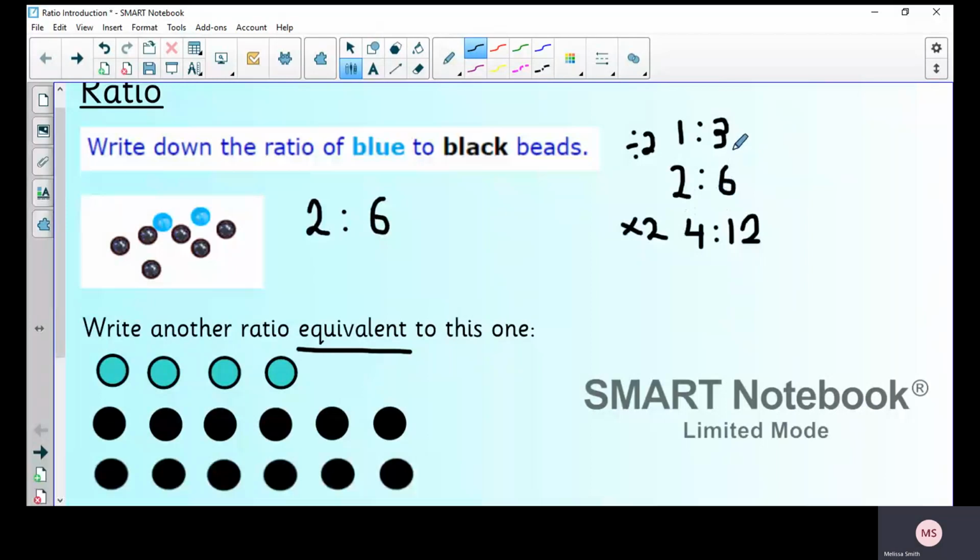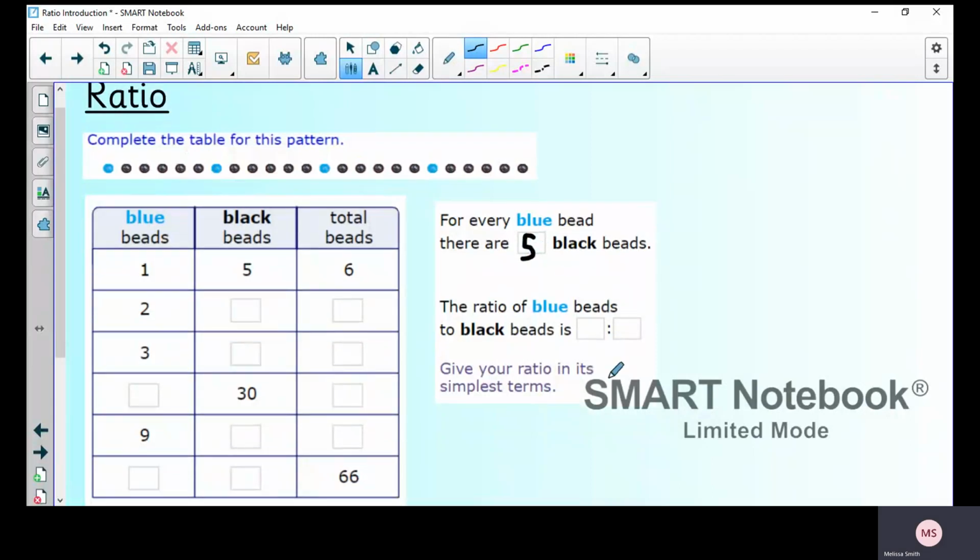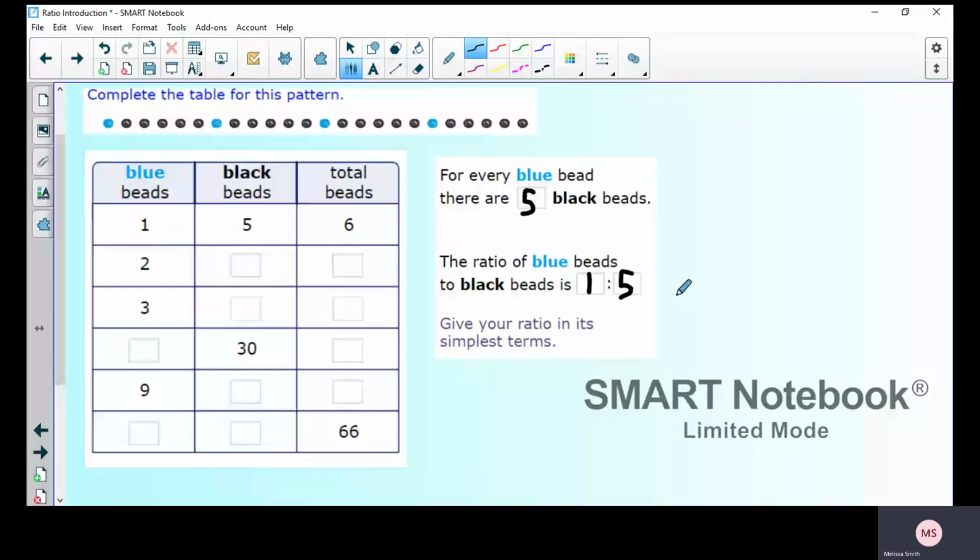So this question says here, complete the table for this pattern. So let's have a look at this pattern here. For every blue bead, there are how many black beads? Have a look. We've got 1 blue bead and 1, 2, 3, 4, 5 black beads. So how do I write that as a ratio? The ratio of blue beads to black beads is, well, there's 1 blue bead to 5 black beads. The ratio is 1 to 5.